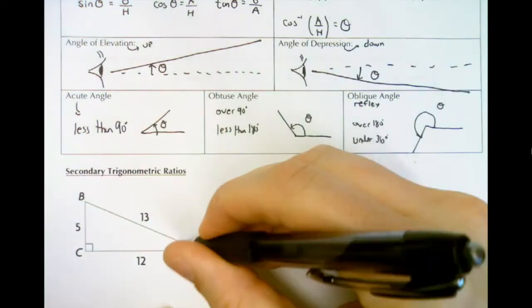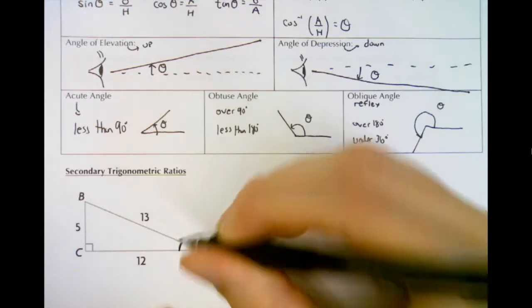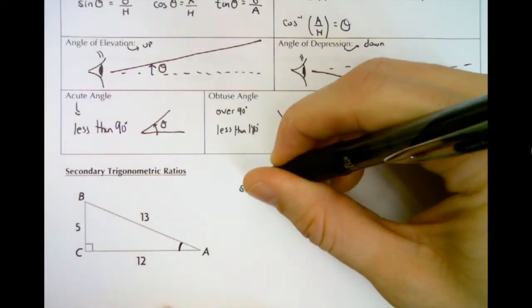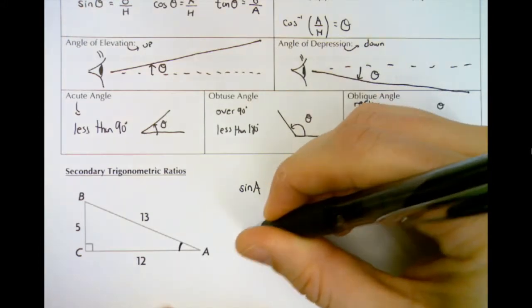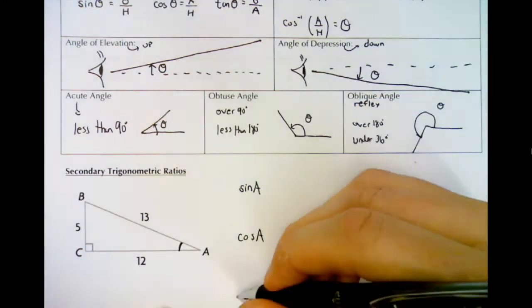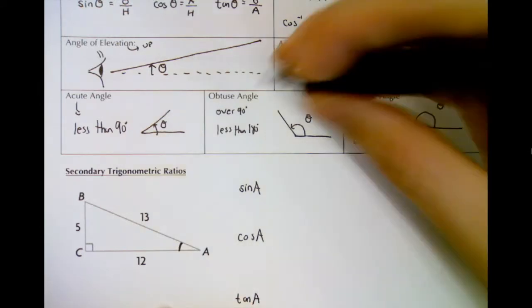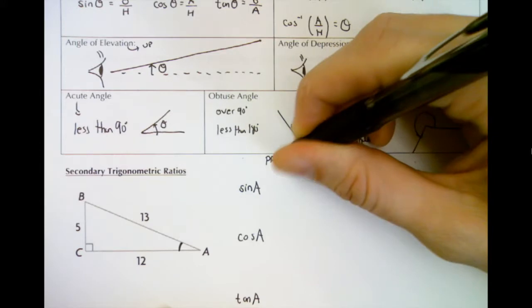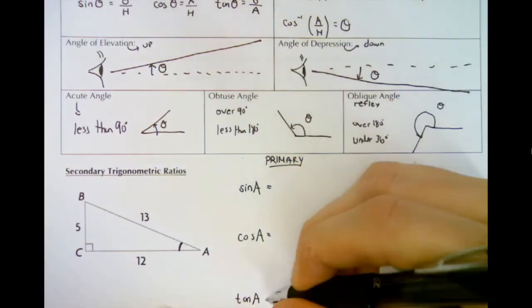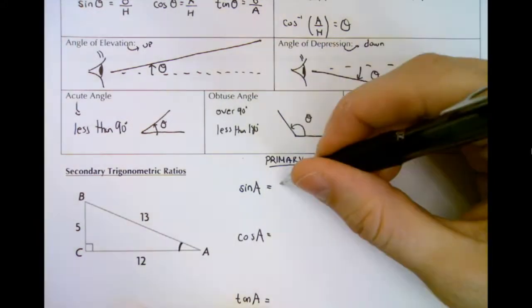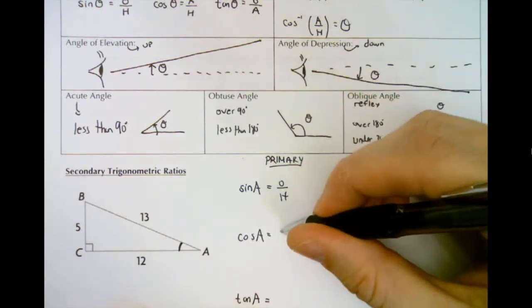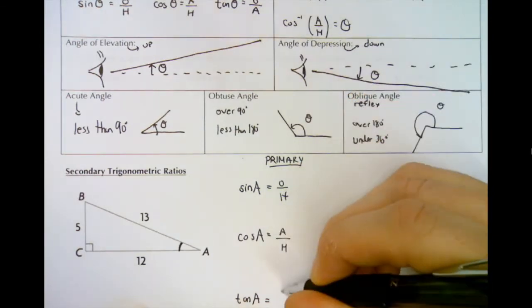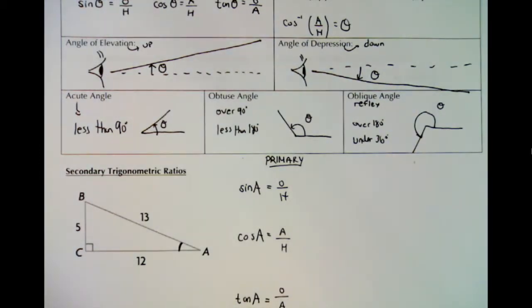If I used A as my reference angle, I could find the three primary trig ratios: sine of A, cos of A, and tan of A. These are the primary trig ratios. Sine of A would be opposite over hypotenuse. Cos of A would be adjacent over hypotenuse, and tan of A would be opposite over adjacent. And if I label this triangle with O, A, and H, I could find those three ratios.